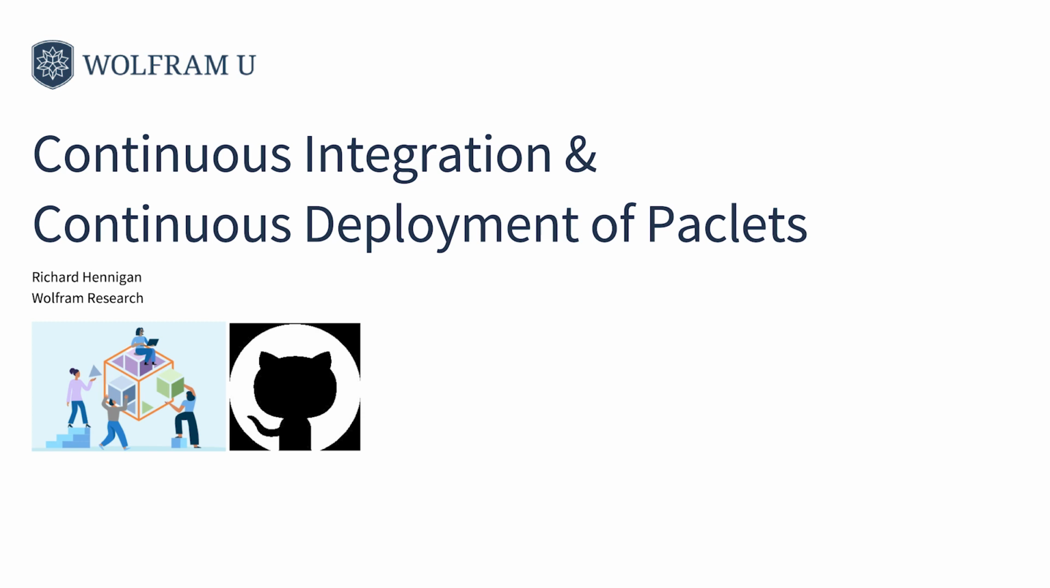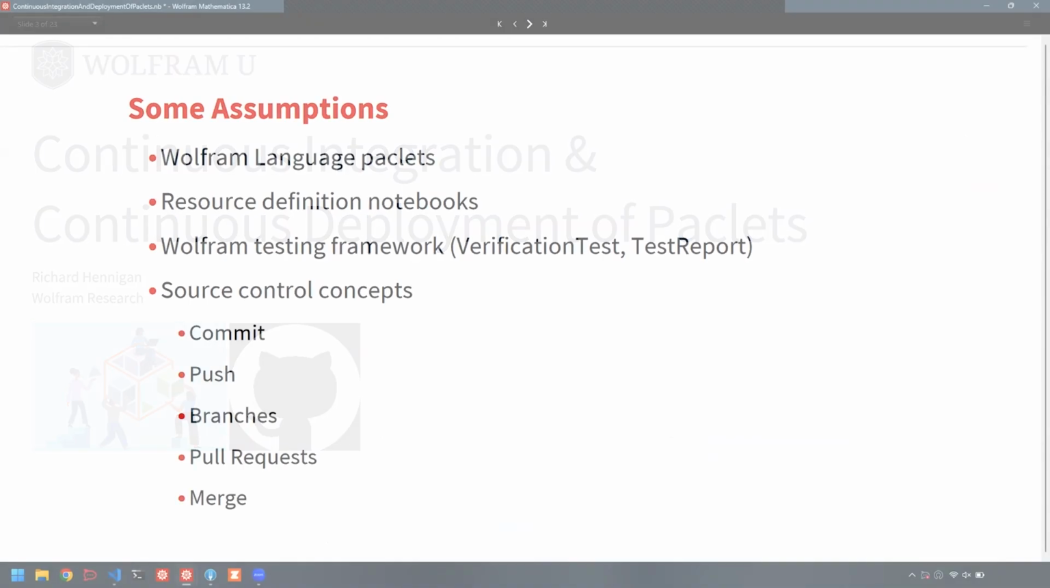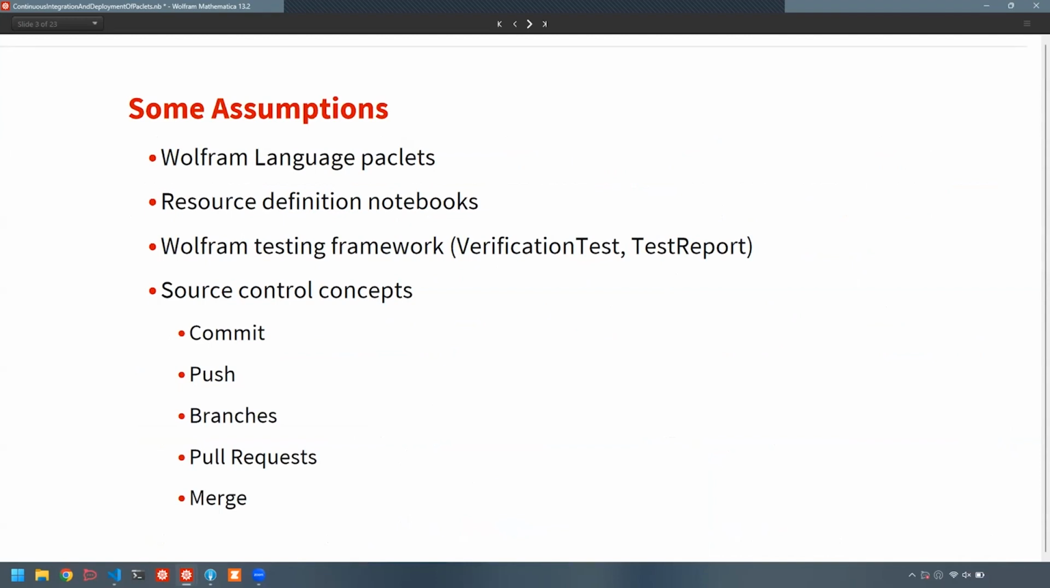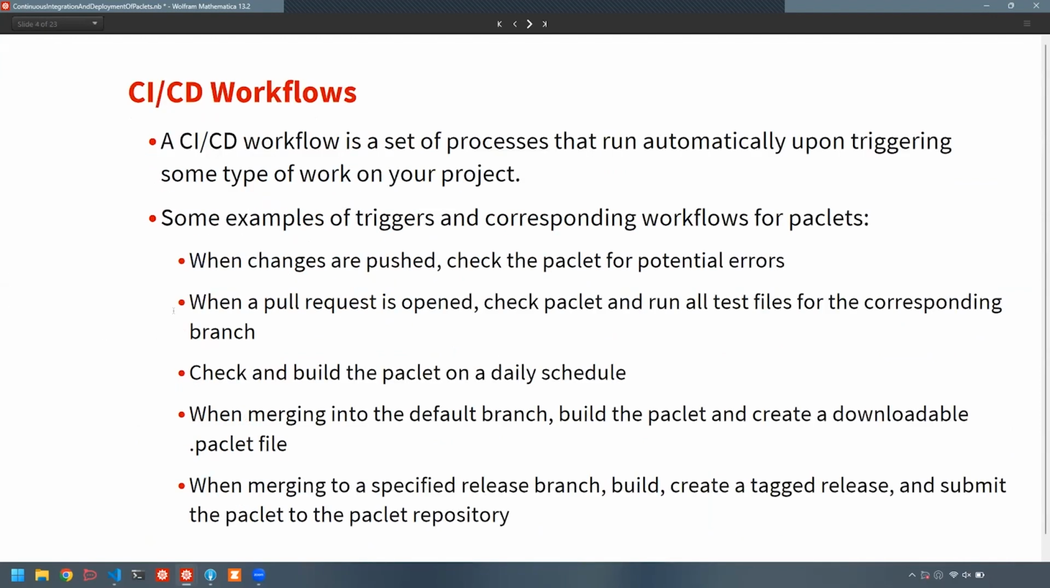GitHub. There's not a lot of time, so I can't show you all the stuff I'd like to. So this is just a very small fraction of what this stuff can do. I'm going to assume you know what Paclets are. You know about the definition notebook. You know about the hints that pop up. It helps if you're familiar with the testing framework, like verification tests. Not necessary, but I'm also going to be using a lot of source control terms like commit, pushing, branches, things like that. So here we go.